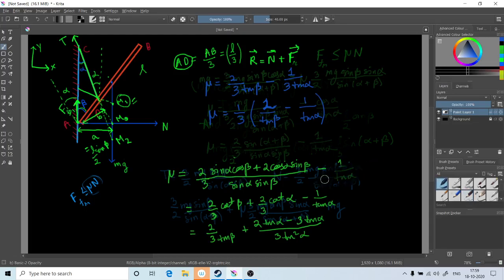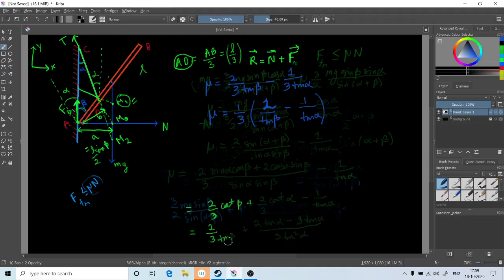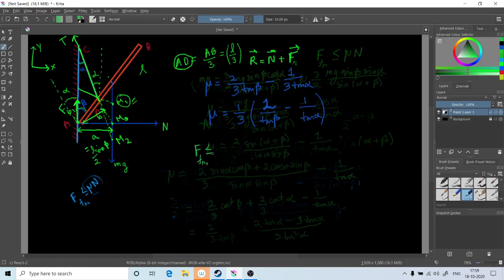And now, let's look at this. We know that static friction is less than or equal to mu N, which gives us mu greater than or equal to static friction divided by the normal, which is equal to the answer that we got, 2 by tan beta minus 1 by tan alpha. This is for the first condition, M1.